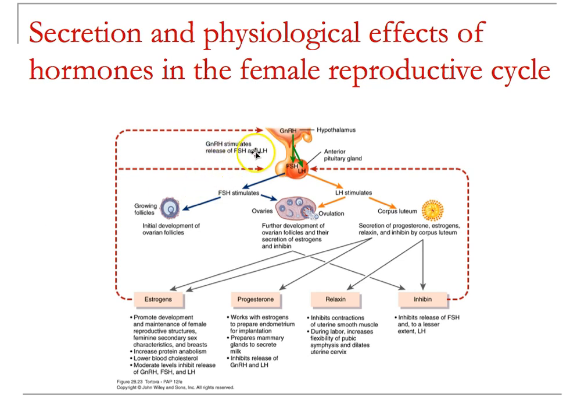Having said that, this is now a figure you can spend some time looking at. What I mean by that is, here's the gonadotropin releasing hormone, here's the follicle stimulating hormone, here's everything I've already told you multiple times, and here's where the work is. Estrogens promote the development of the female reproductive sex characteristics, no problem. They increase protein anabolism, they lower blood cholesterol, and they moderate these things. These are all things I've already taught you.